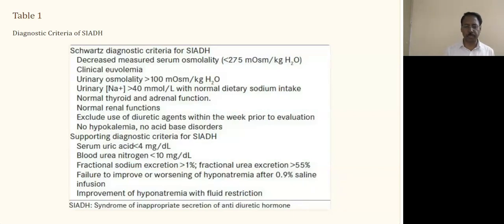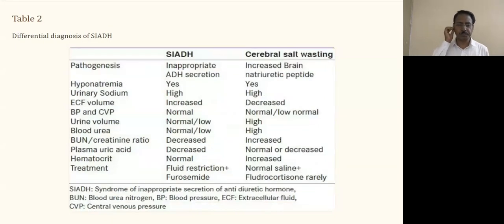On supporting diagnostic criteria, they're mentioning uric acid, urine nitrogen, fractional sodium excretion more than 1%, failure to improve or worsening of hyponatremia after normal saline infusions, and improvement of hyponatremia with fluid restriction. These are some of the criteria that have been given. A number of things are there, but very broadly, just remember how our algorithm falls through.